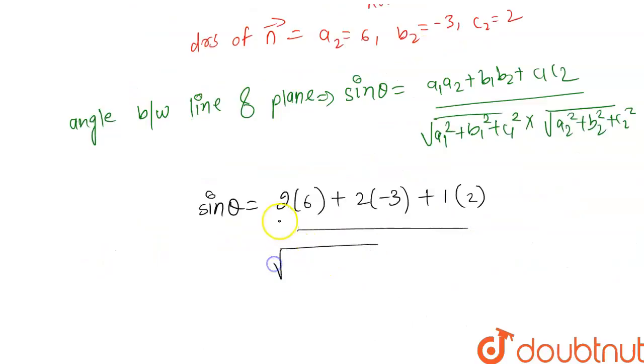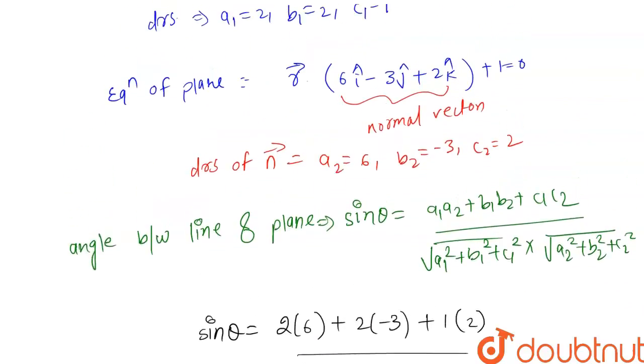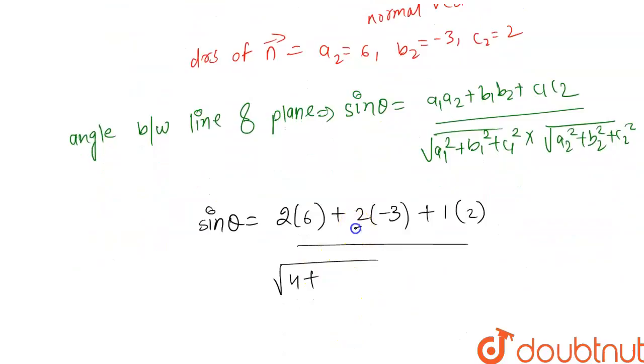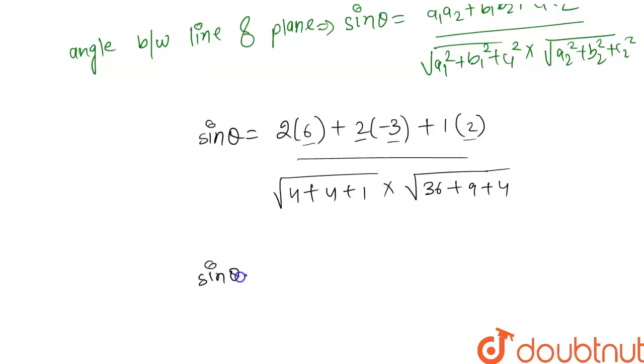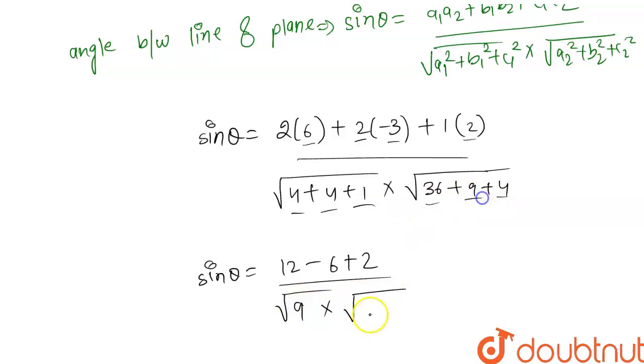Divided by under root of a1 square, that is 2 whole square is 4, b1 is 2 so its square is 4, and c1 is 1 and its square is 1, into under root of a2 is 6 so its square is 36, plus b2 is -3 and its square is 9, plus c2 is 2 and its square is 4. So finally sin theta becomes: simplify this, 6 into 2 is 12, minus 6 plus 2, divided by under root of 4 plus 4 plus 1 is 9, under root of 36 plus 4 is 40 and 40 plus 9 is 49.